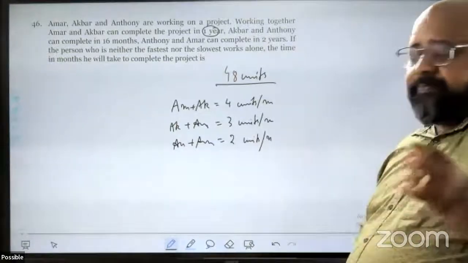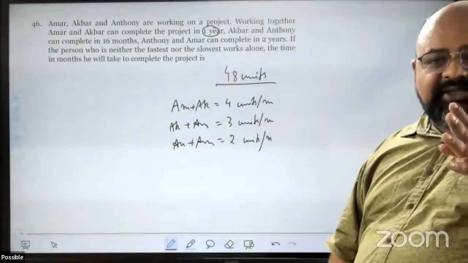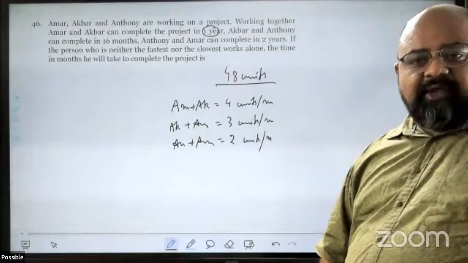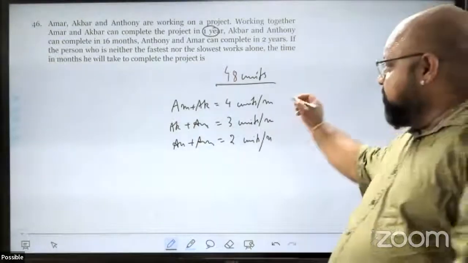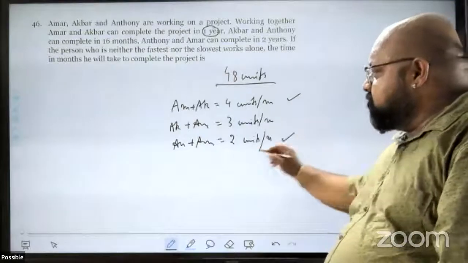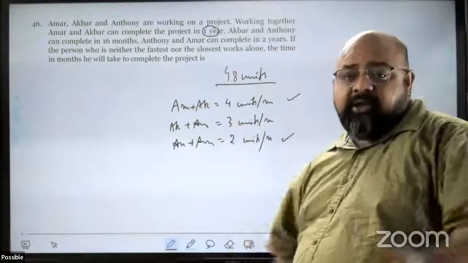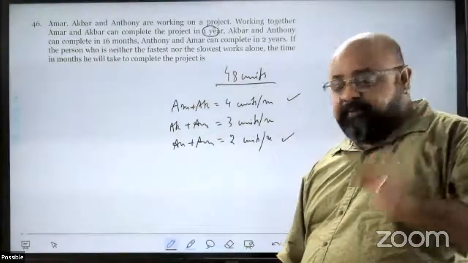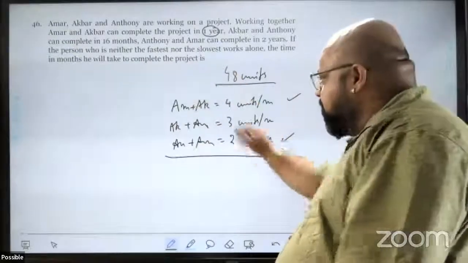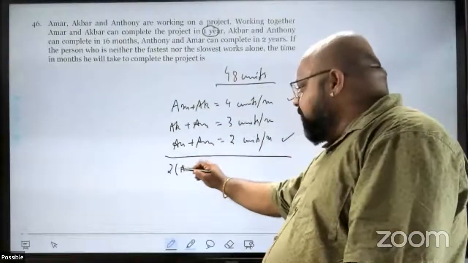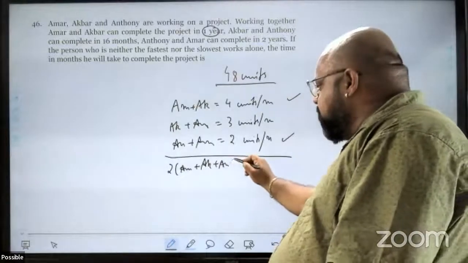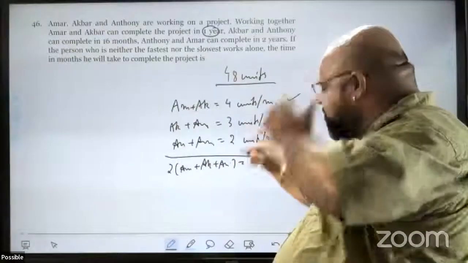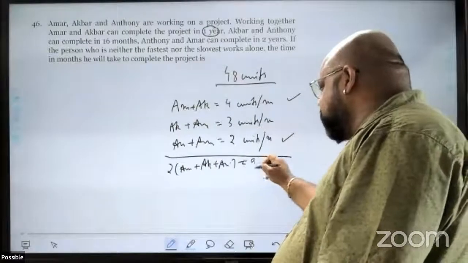So what I'm saying is, the person who is neither the fastest nor the slowest will be a part of the two faster people and the two slower people as well, right? These two are the fastest group, these two are the slowest group. The common person is Amar. So I have to find out Amar's efficiency. What I'm doing is adding all three. Therefore, twice of Amar plus Akbar plus Anthony will be equal to 4 plus 3, 7 plus 2, 9.